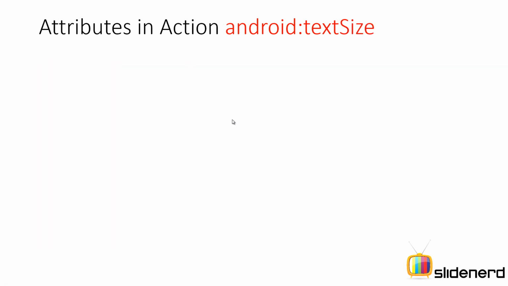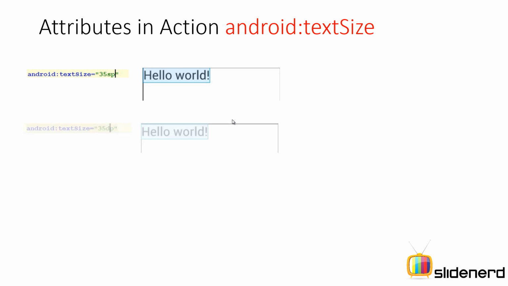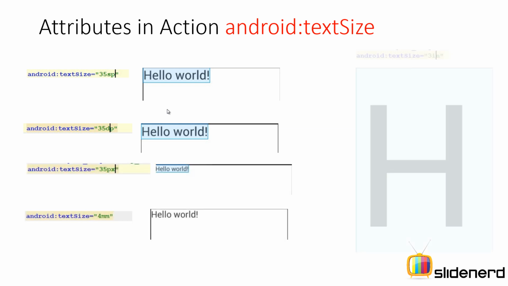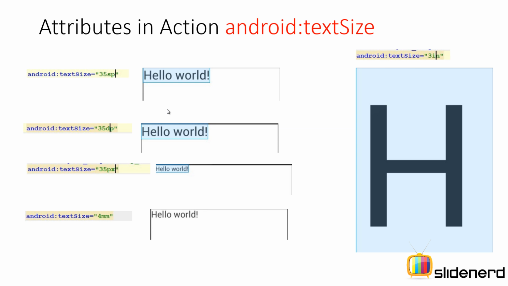Then you have the Android text size attribute, which was the second attribute as per our list. And here you can give values like this. Text size is 35 sp, 35 dp, and you can have 35 px, and then you can have 4 millimeters and 3 inches. Now take a look at this. You can have so many different types of values over here. But what is the recommended approach? Obviously you are supposed to use sp over here.